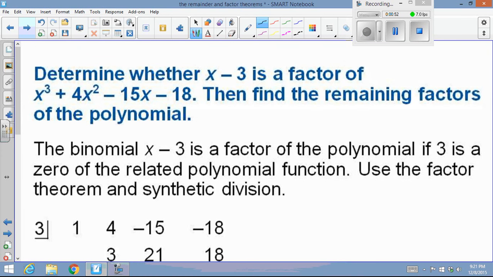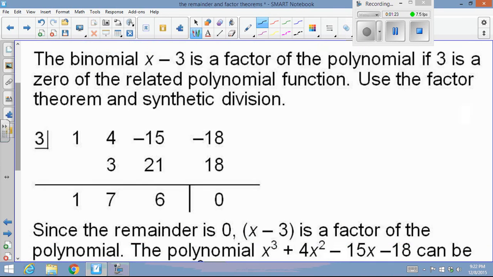So here's my polynomial. The polynomial I have is x to the third plus 4x squared minus 15x minus 18. I want to find out if x minus 3 is a factor. So if it's a factor, that means my remainder is 0. So therefore, I'm going to do synthetic division. I guess you could do long division too, but I think that would take longer. So I'm going to put 3 into the box because that would be what I would do if I'm doing synthetic division. And then I would have my coefficients of 1, 4, negative 15, and negative 18.